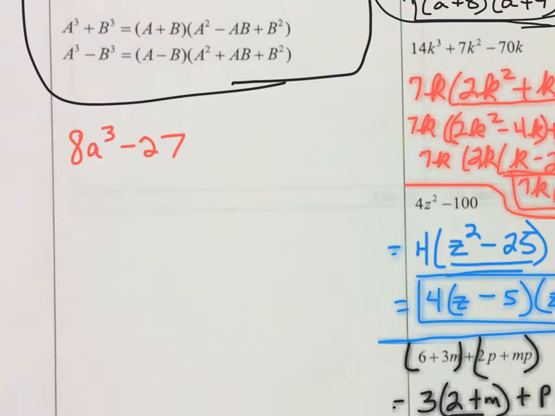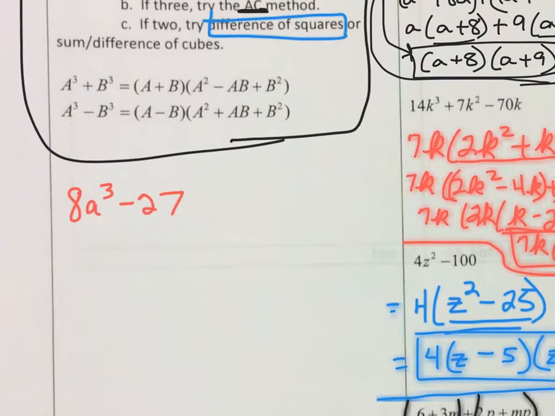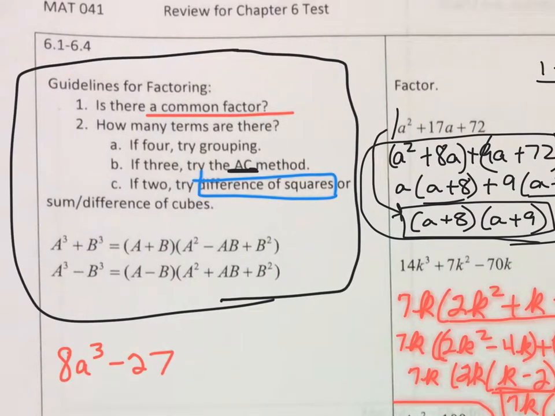So we ask if there's a common factor, and there is not a common factor between 8 and 27. The factors of 8 are 1, 2, 4, and 8, and none of those go into 27. So it's got 2 terms. If we have 2 terms, as we said on the problem a couple times ago, we check difference of squares first, and if it's not that, we check sum or difference of cubes.